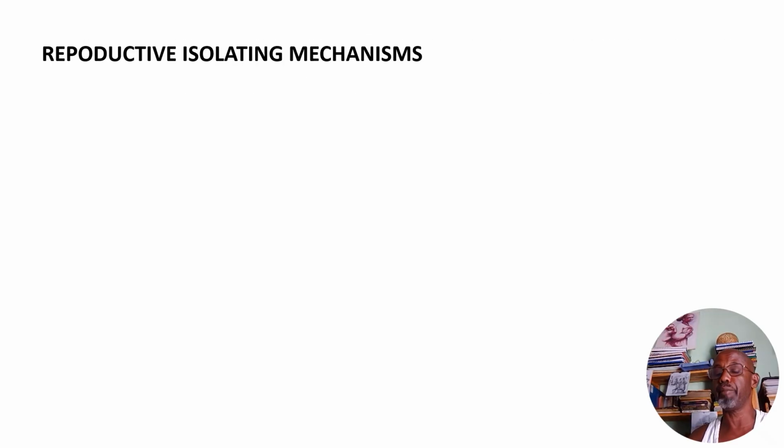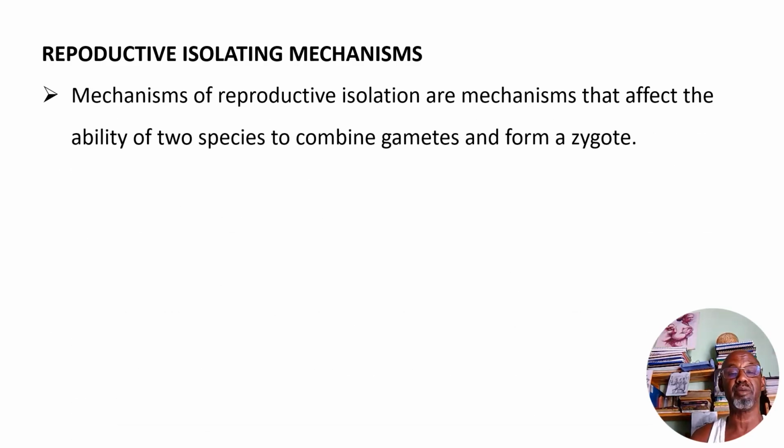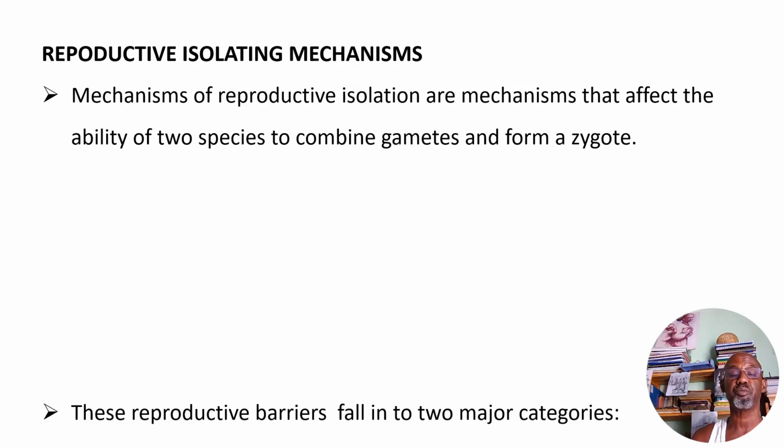Reproductive isolating mechanisms. Let's now talk about the mechanisms that make subpopulations different species. Reproductive isolation: how can we describe the reproductive isolating mechanisms? There are two major mechanisms of reproductive isolation. They affect the ability of two species to combine gametes and form a zygote, and to reproduce and produce fertile offspring.